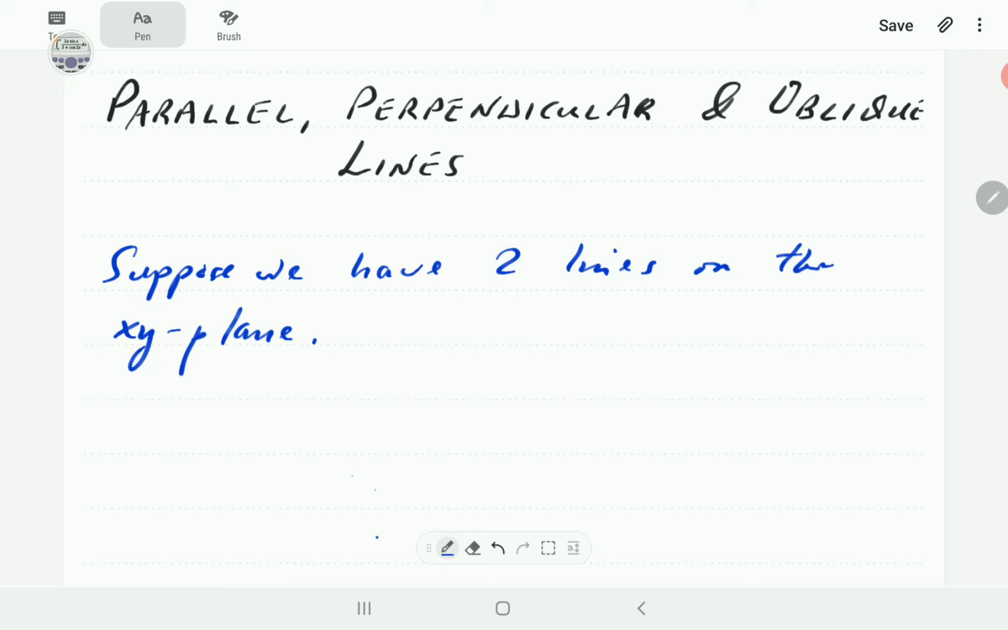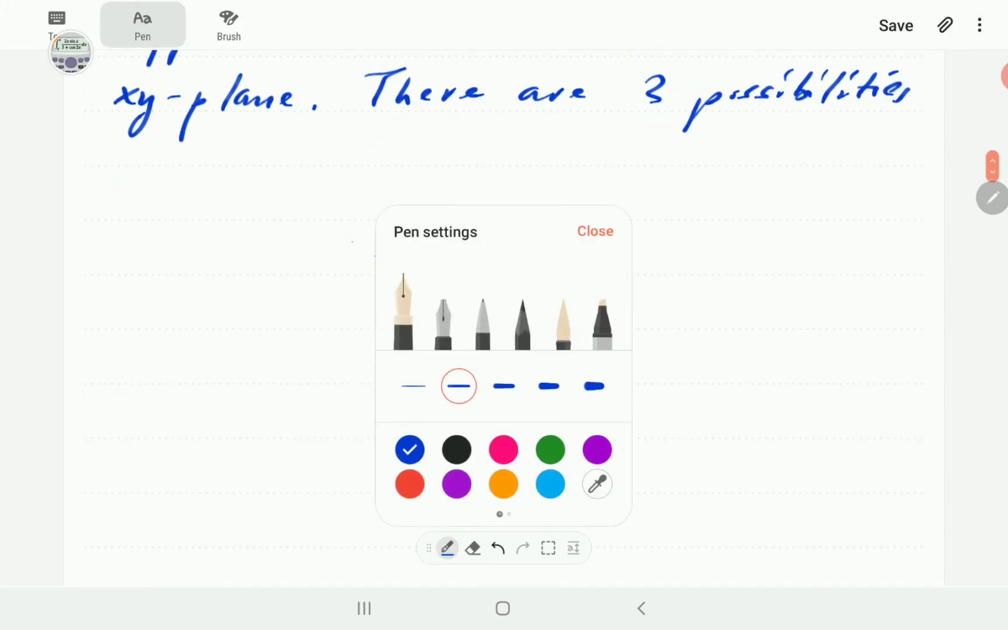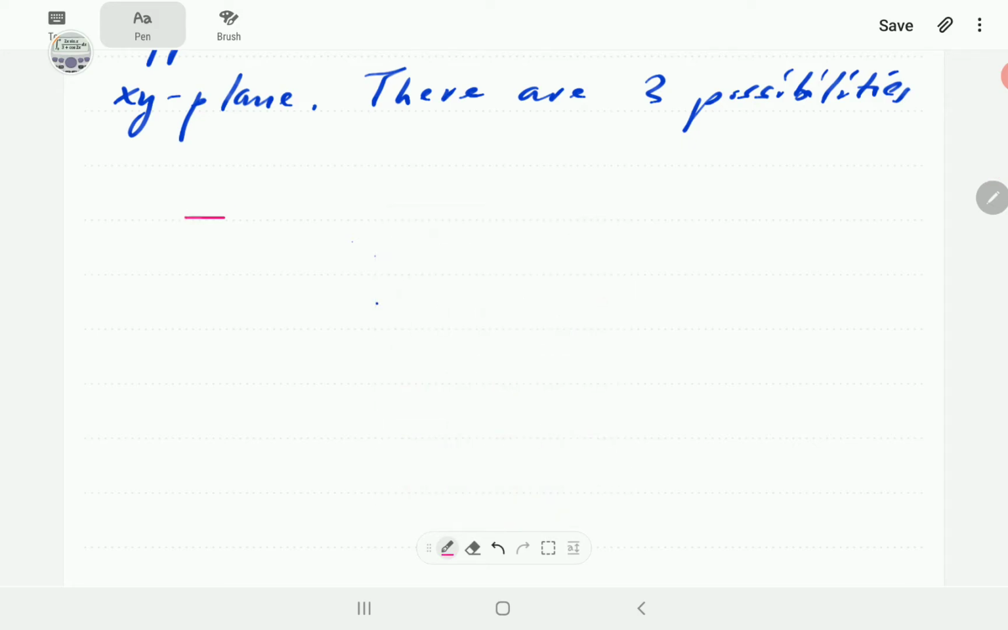Now, in terms of their orientation, there are going to be three possibilities. So the first case is that these two lines could be parallel. So that is the first case. We have got two parallel lines.